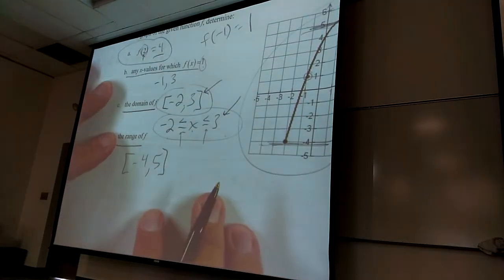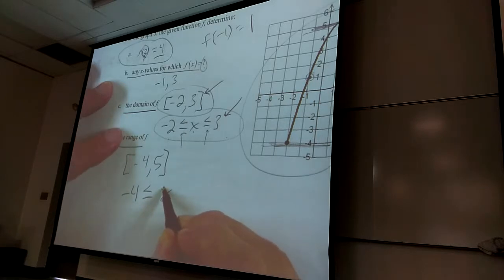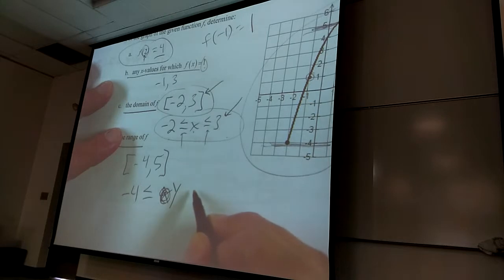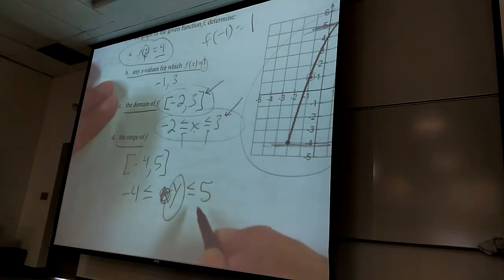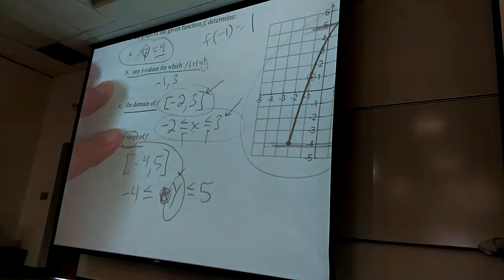All right. So what's it look like? -4 less than or equal to y, less than or equal to 5. Like y. It's the range. And the range relates to the y's. I like it.